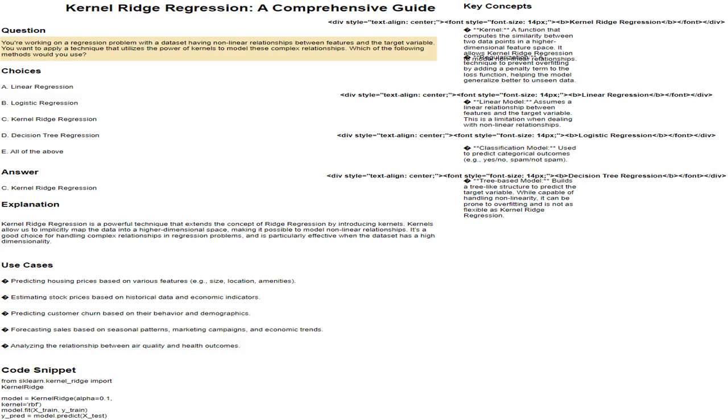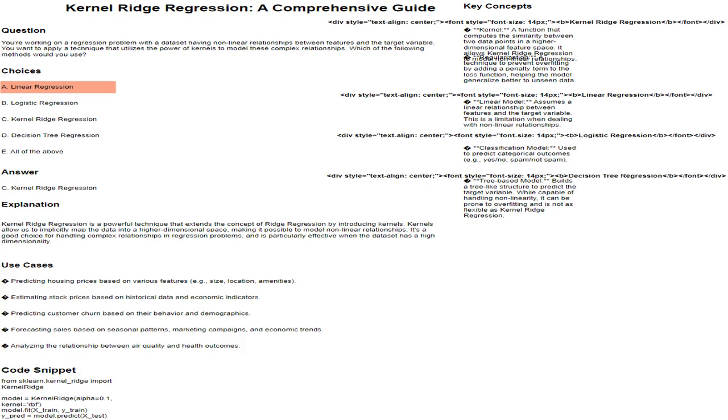You are working on a regression problem with a dataset having nonlinear relationships between features and the target variable. You want to apply a technique that utilizes the power of kernels to model these complex relationships. Which of the following methods would you use?